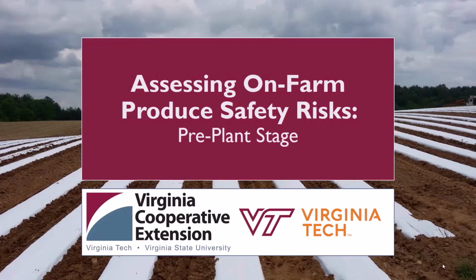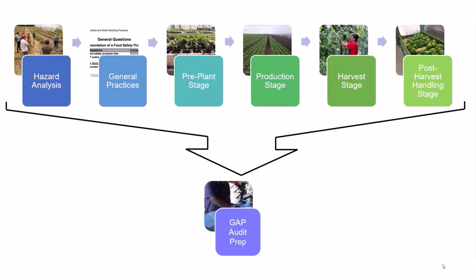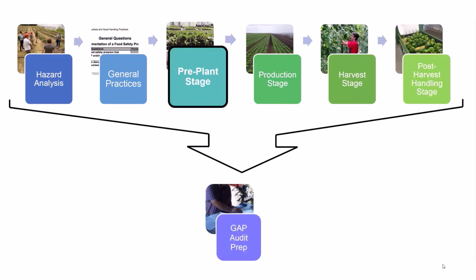Welcome to this module titled Assessing On-Farm Produce Safety Risks, Pre-Plant Stage. This module is part of a 7-part series to assist you in creating a food safety program and preparing you for a gap audit. These videos are based off of a series of 7 fact sheets available through Virginia Cooperative Extension. Today we will be discussing the third step of developing a food safety program, addressing the pre-plant stage of your operation.